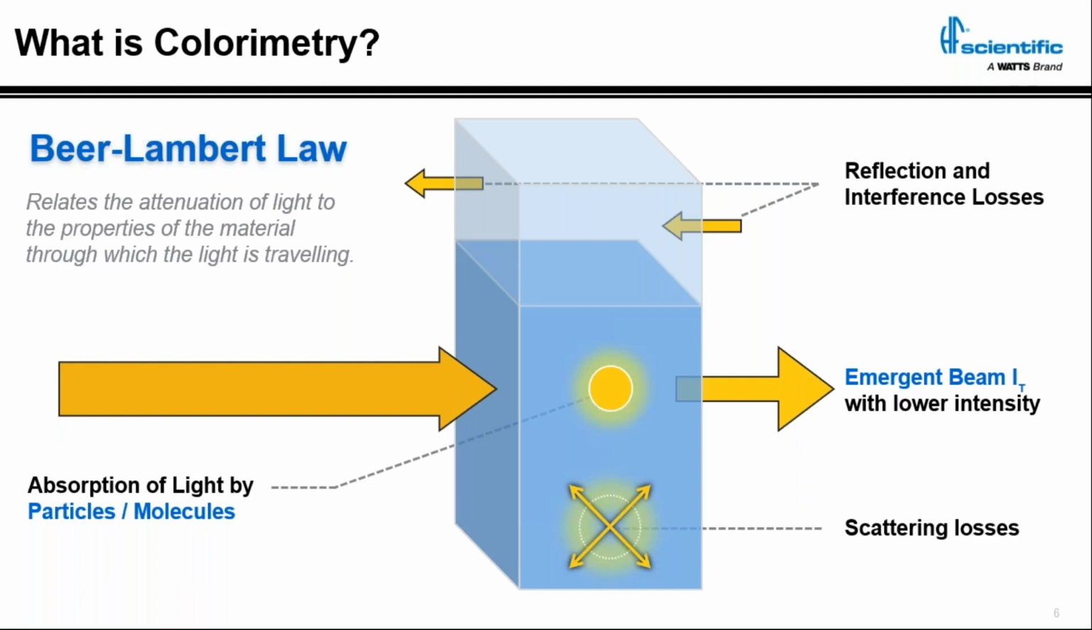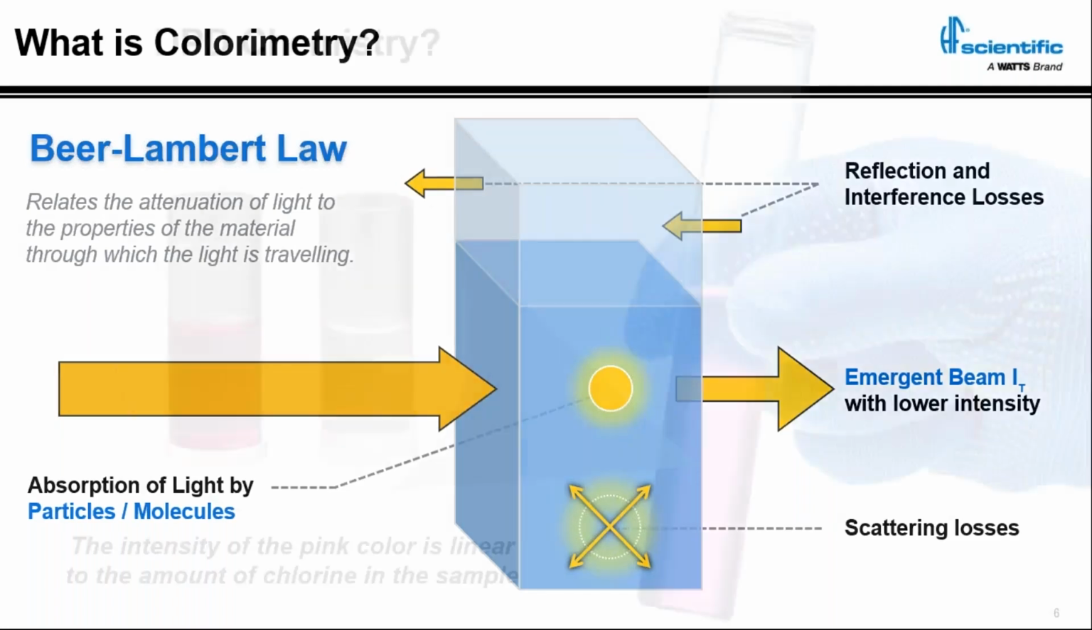To make the reading more accurate, a zero sample should be taken before each reading in colorimetry. And this accounts for any color or absorbance of the blank sample, as well as any fouling or scratches in the measurement cell itself. Different reagents can be added to different samples to identify different species or analytes that we're trying to measure. And these will be measured at different wavelengths. So that's an overview of colorimetry itself.